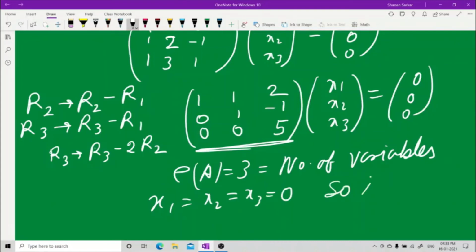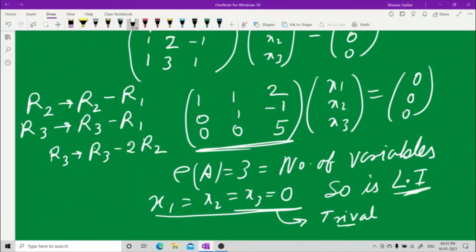So this is linearly independent, and this is a trivial solution. In case of linearly independent vectors, you will get a trivial solution. When you get a trivial solution, it is linearly independent, undoubtedly. Now this does the job for you.